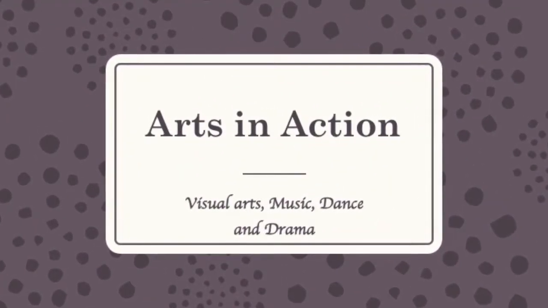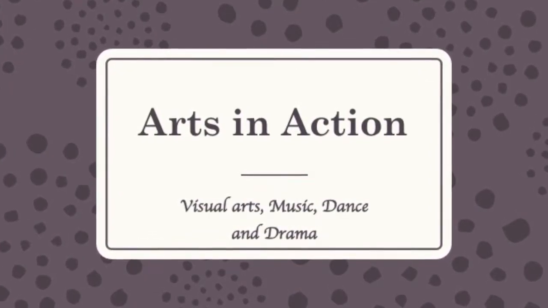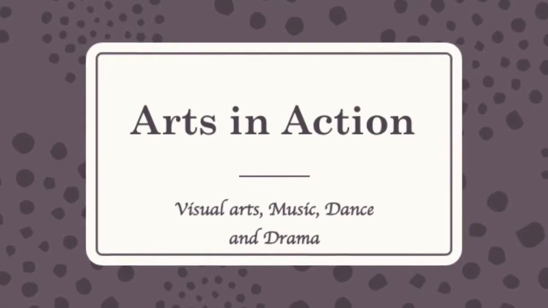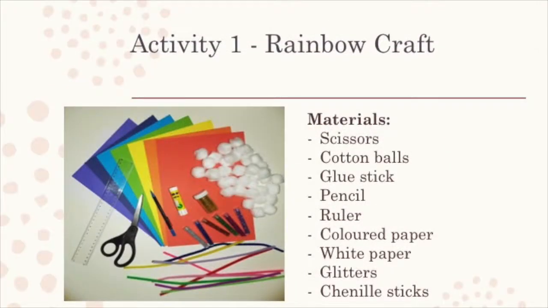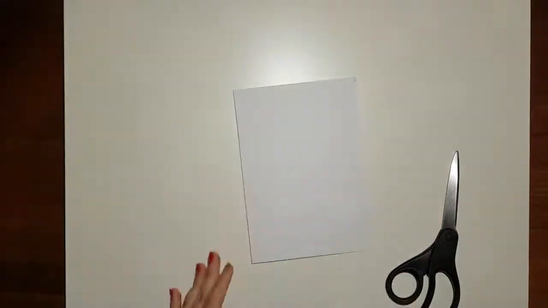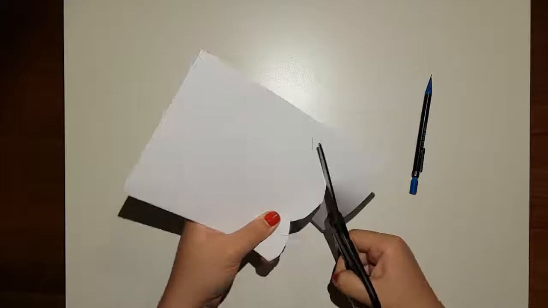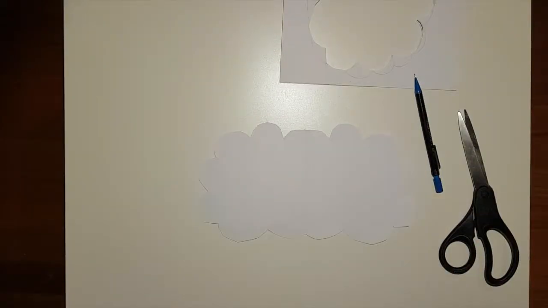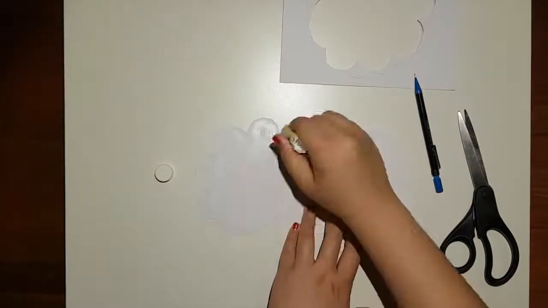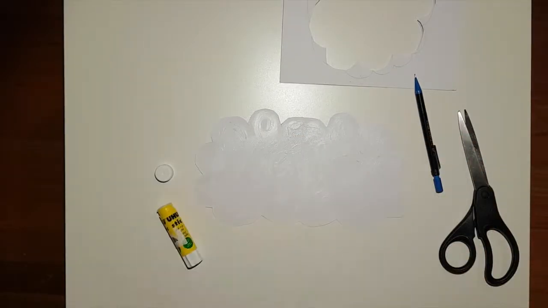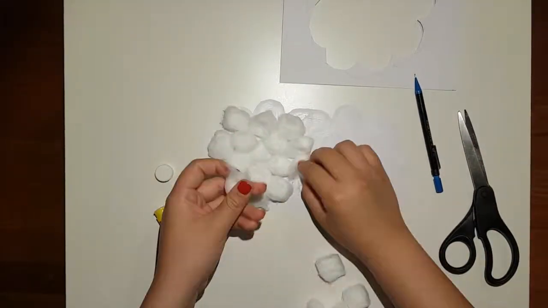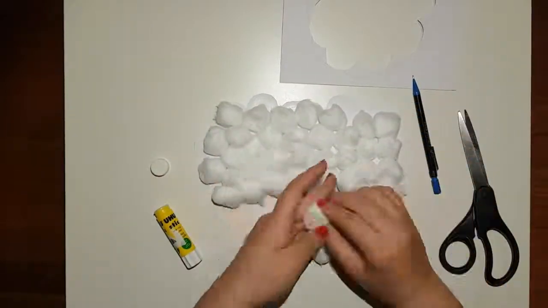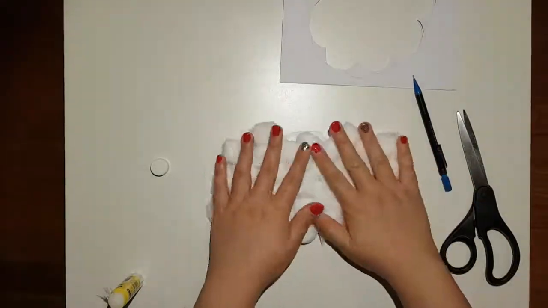Now I'm going to show you the arts in action that includes visual arts, music, dance, and drama. The first activity is rainbow craft, and these are the materials that we need for this activity. Firstly, fold the white paper in half, draw the shape of the clouds that you like, and cut it into the shape. Then use a glue stick to cover one side of the cloud that you have cut. And then you will need cotton balls to represent the cloud to cover all the surface of the glued side.